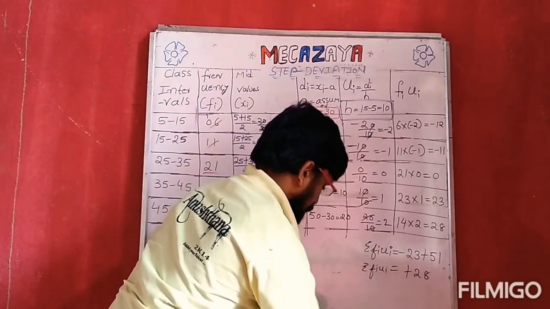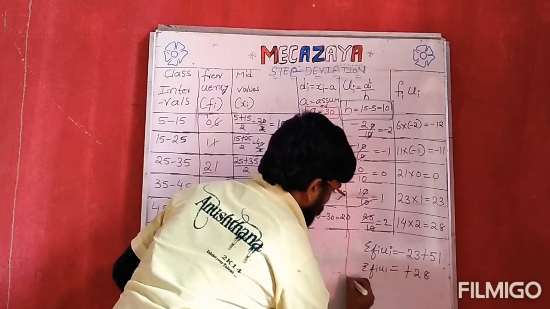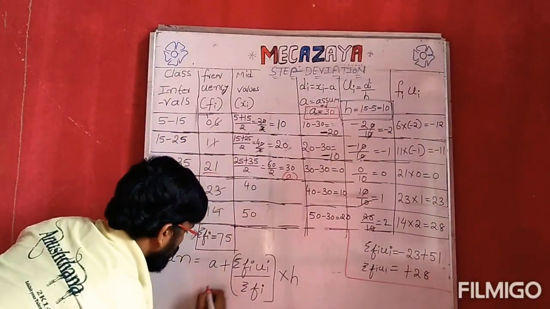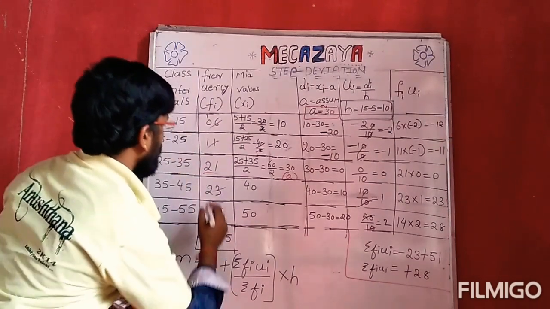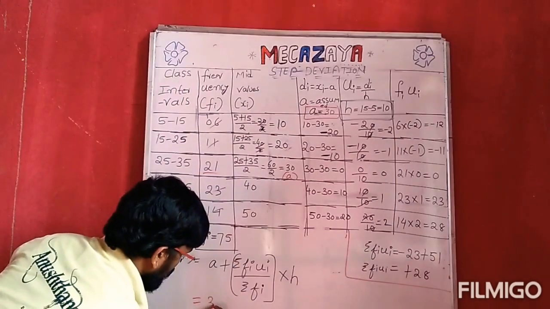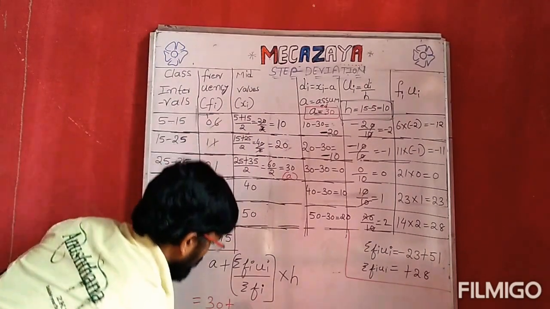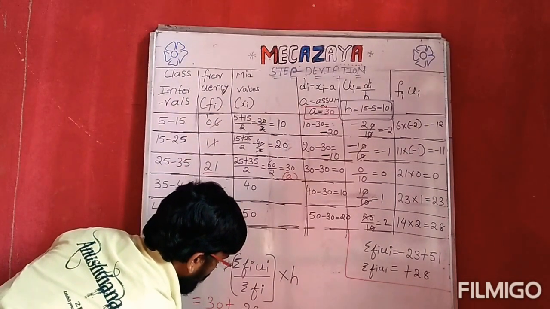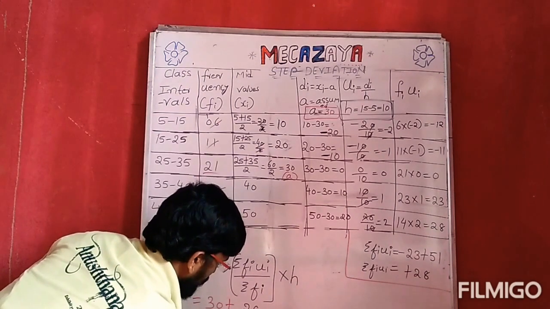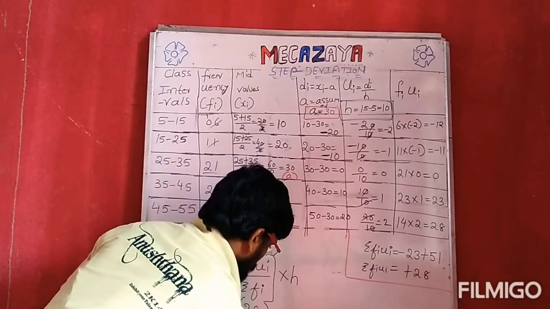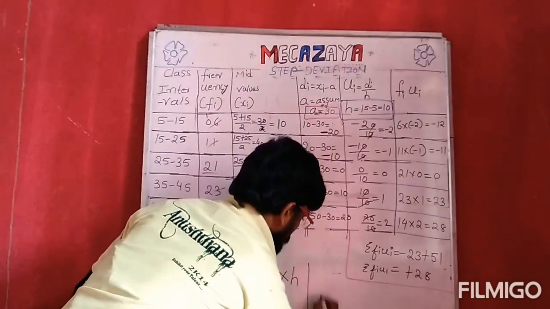So this is the sigma fi ui. Now calculate right here. What is a value? A is 30. 30 plus what is sigma fi ui? Plus 28. 28 by 75 into h. What is h value? H is 10.